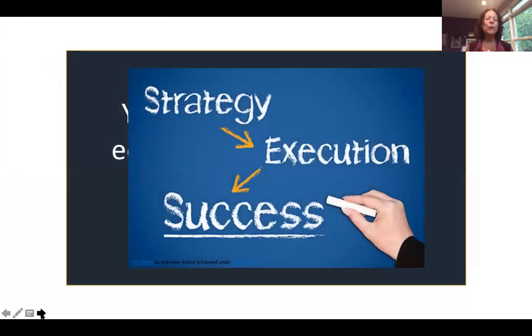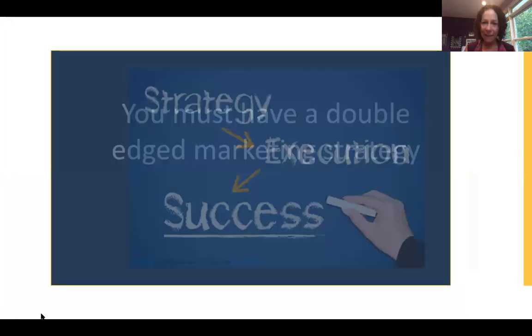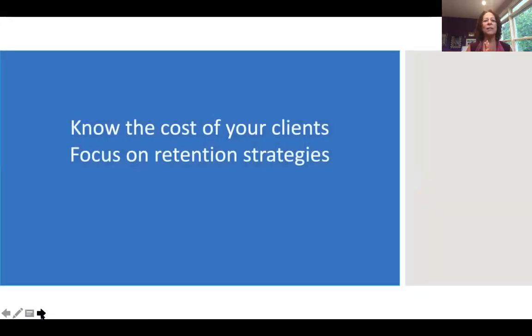That's the kind of business you truly want to build. How do you do it? Well, you have to have the right strategies, and you have to execute those strategies, and that is what leads to your success. So I want you to take a moment and think about how much it costs you to go get a new client, patient, or customer.